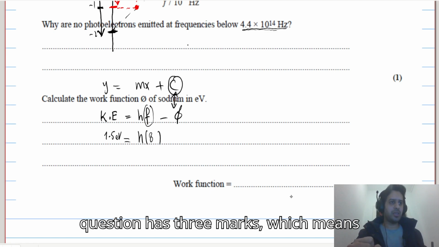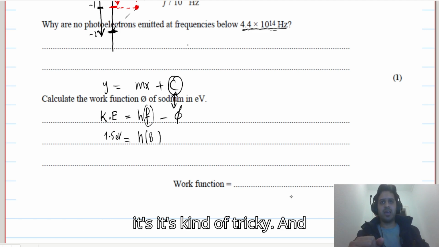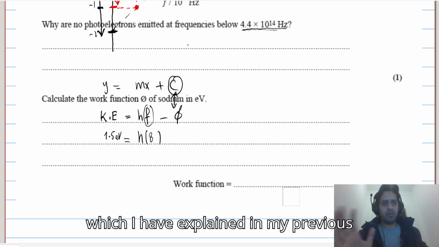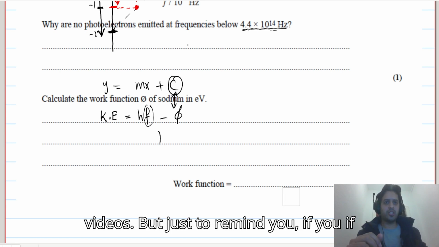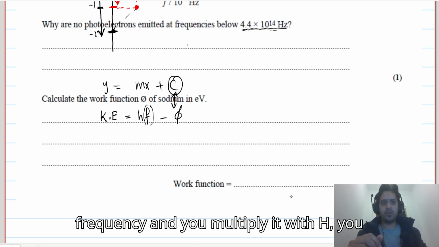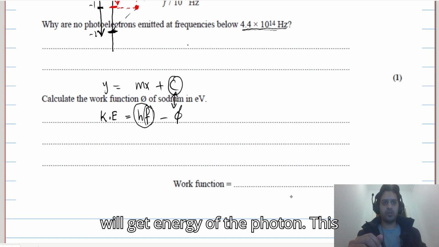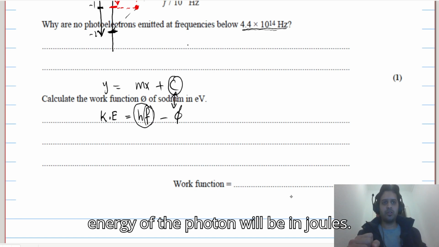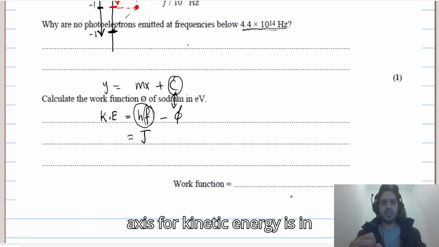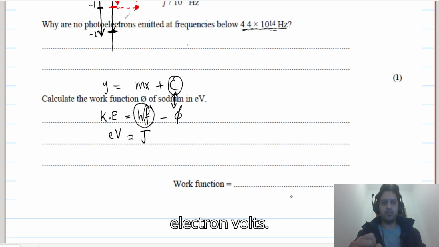This question has 3 marks, which means it's kind of tricky. And the trick is actually in the details, which I have explained in my previous videos. But just to remind you, if you are using hertz as the unit of frequency and you multiply it with h, you will get energy of the photon. This energy of the photon will be in joules. Okay, the energy that you measured on the y-axis for kinetic energy is in electron volts.